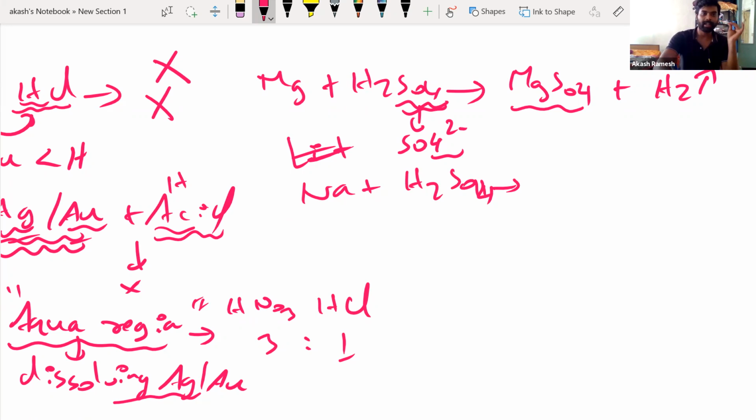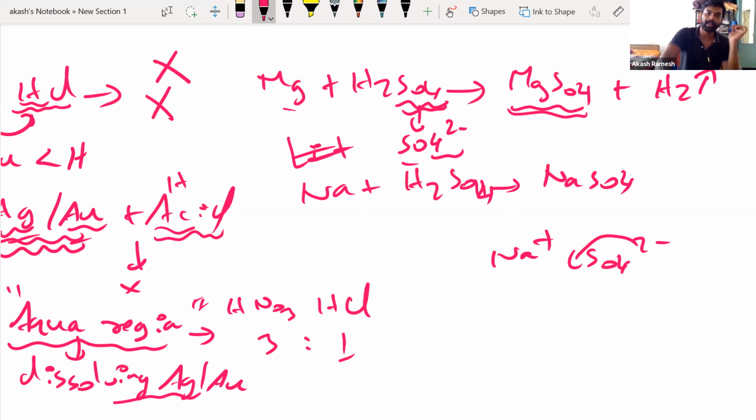You should not write Mg is there, SO4 is there, so it's MgSO4, like in this case. In the sodium case, you cannot write it as NaSO4. It will be wrong, because I know Na plus and SO4 2 minus will be there, so you swap to form Na2SO4 plus H2. Be very careful. Even though it's just a displacement reaction, you have to know what the ion is here, what the ion is here, then swap, then get the formula.